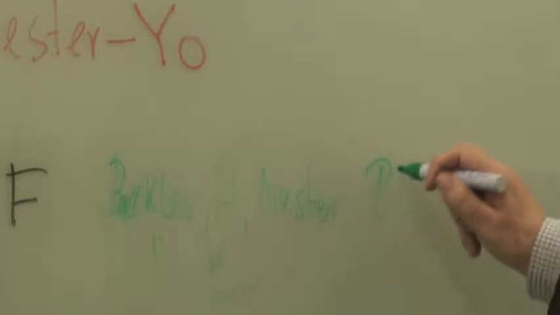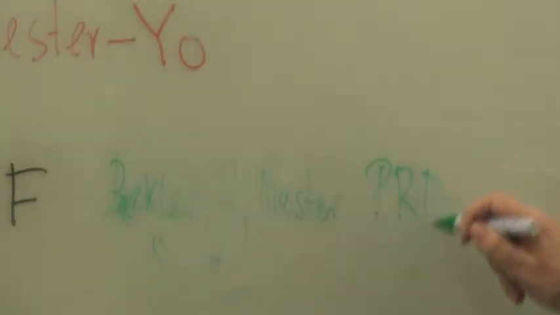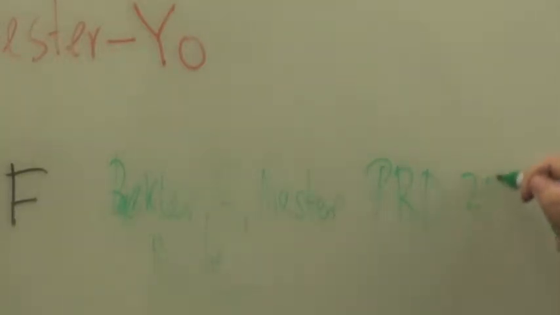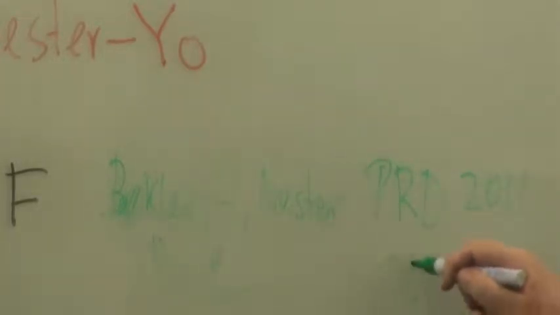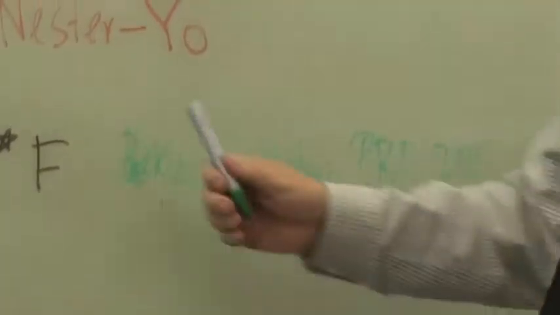This is in Physical Review D, 2011. And we have a paper, Peter and myself, in Classical and Quantum Gravity, also in 2011. Both papers give this Lagrangian. But the explicit form is given by Peter and myself. In the paper with Nestor, we have a little bit different form, but it's the same Lagrangian.